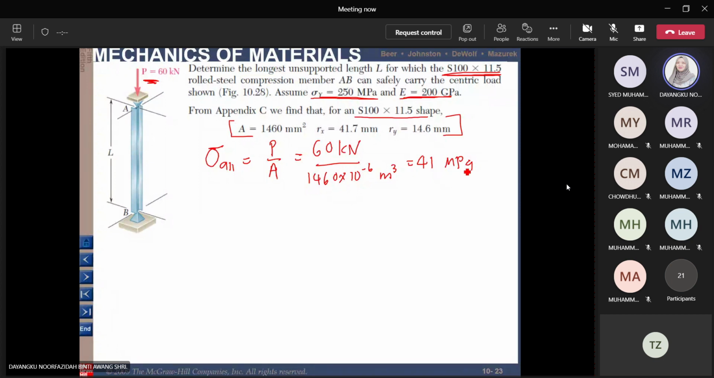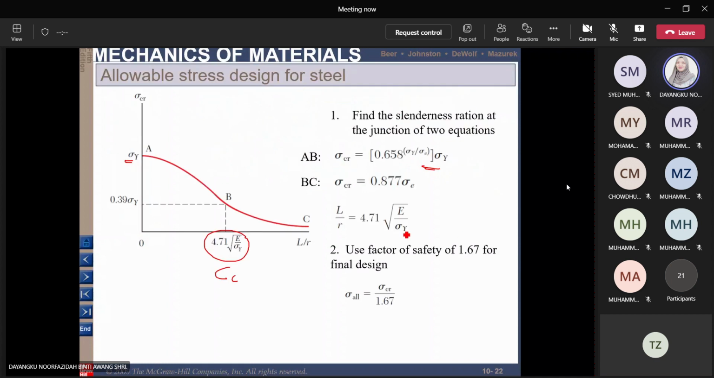Alright, so now let's look into this part here. You can either calculate the critical stress from A, B, or B, C, because we don't know our value of L over R yet. So we don't have the critical stress here. We can choose either part, but if you look into this part here, it is much easier for you to calculate through this one. So you can calculate the value of the critical stresses.